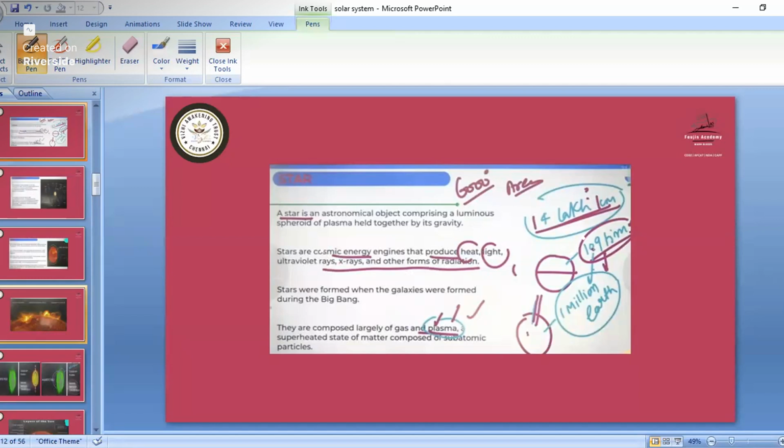And see, this star, the sun, has a temperature of 600 degrees Celsius, and it is 109 times bigger than Earth. So it is 109 times bigger than Earth, and it has a diameter of 14 lakh kilometers.